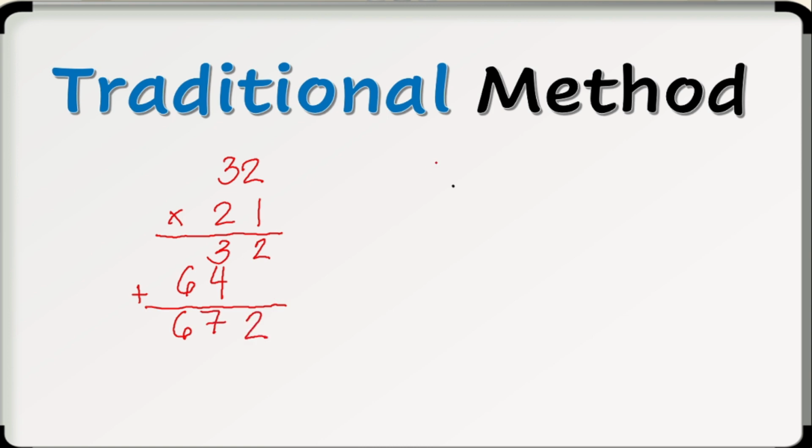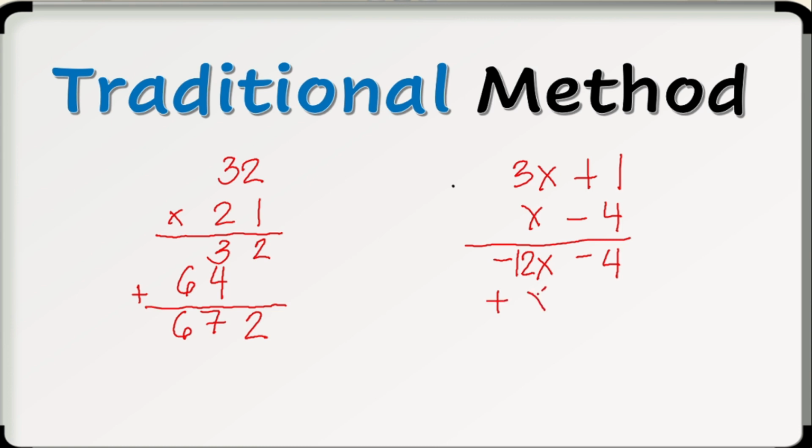Same goes with multiplying binomial to binomial. We will multiply starting from the constant term, working to the left. Let's have 3x plus 1 times x minus 4. We have negative 4 times positive 1 is negative 4. Then, negative 4 times 3x is negative 12x. Then, x times positive 1 is x. Note that we will only align similar terms, so we will place x under negative 12x.